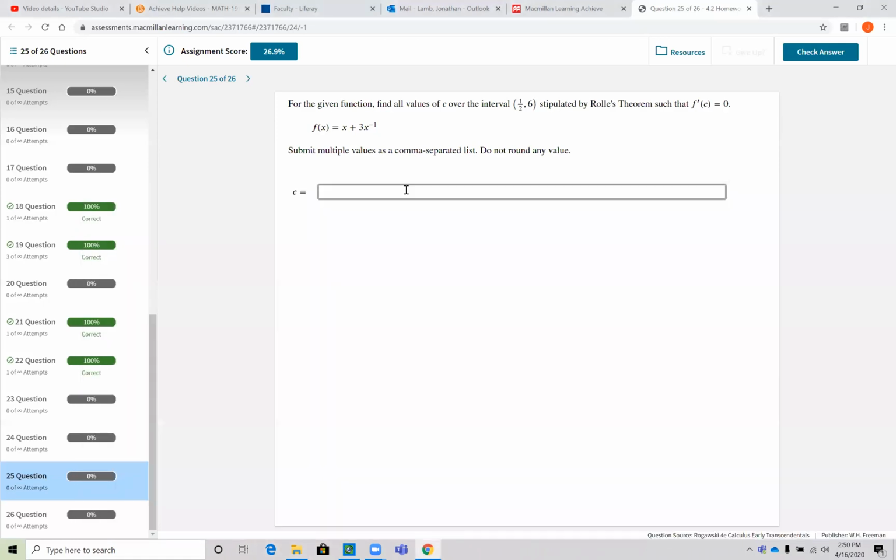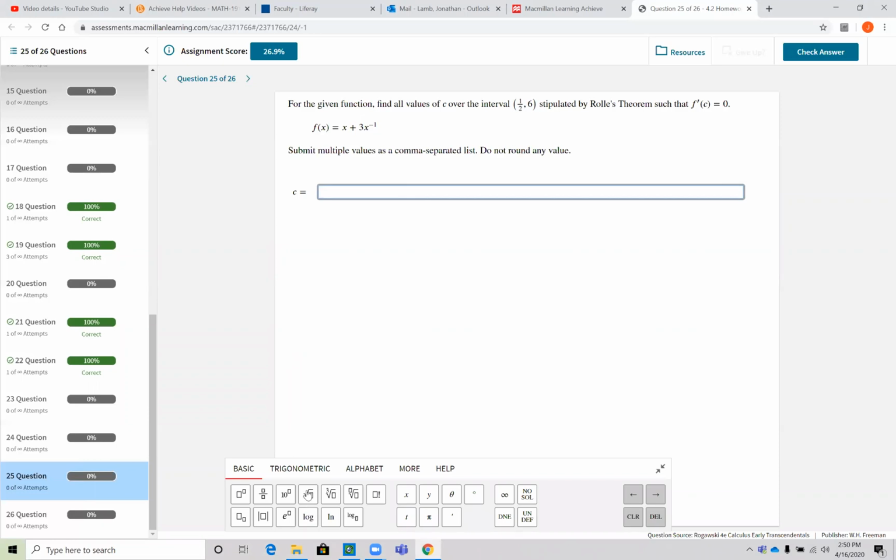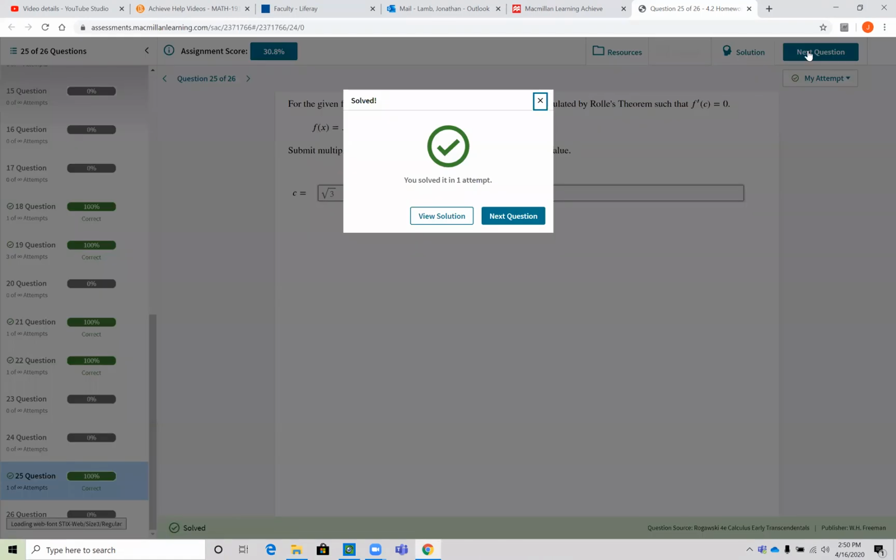Now let's check that out here. If I say square root of 3 and we check, it should say correct.